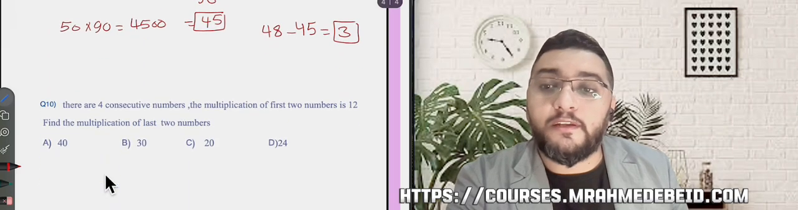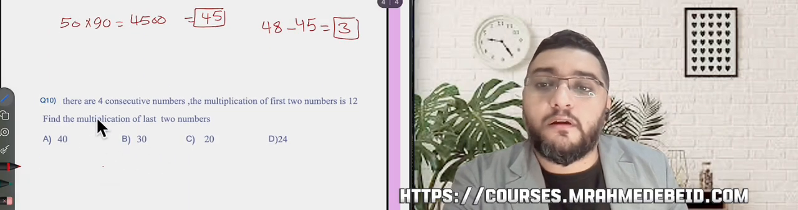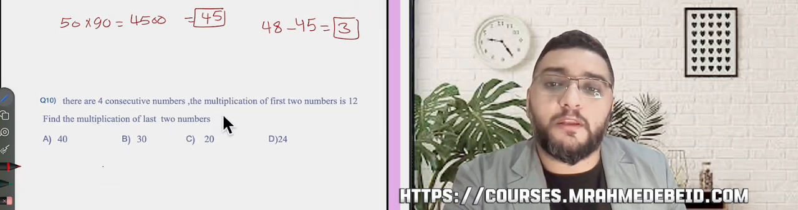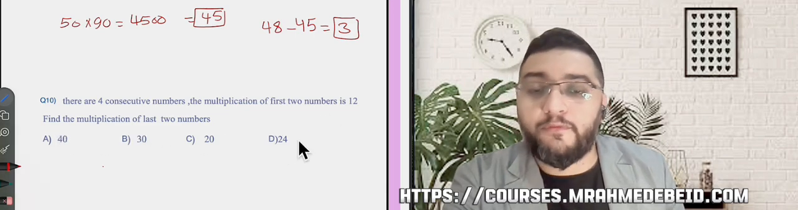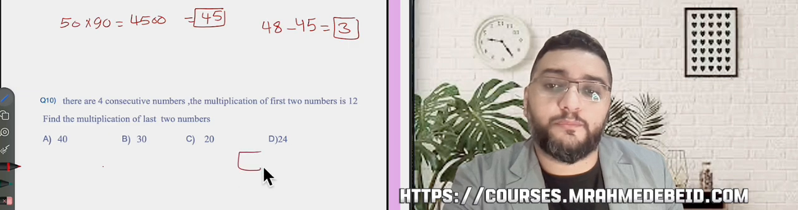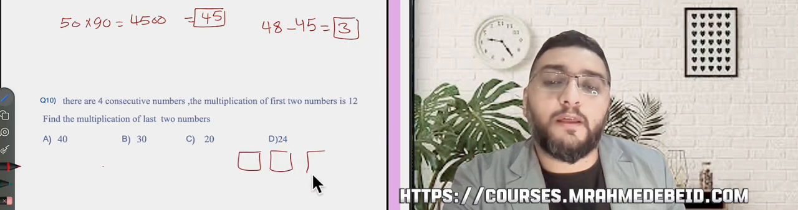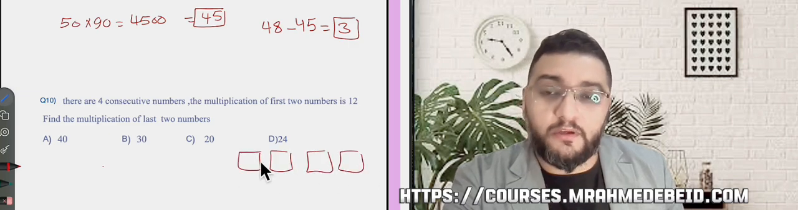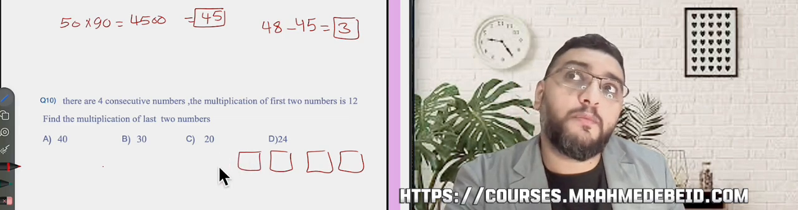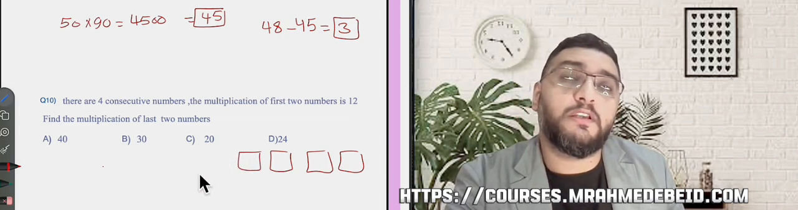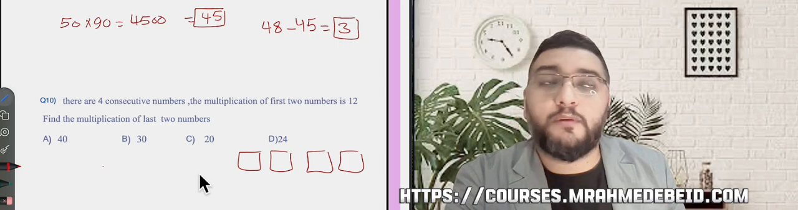For question 10, there are 4 consecutive numbers. The multiplication of the first 2 numbers is 12. Find the multiplication of the last 2 numbers. If we have 4 consecutive numbers like this, and you multiply the first and the second numbers together, you'll get 12. So we are searching for 2 numbers whose product equals 12, and the 2 numbers are consecutive.